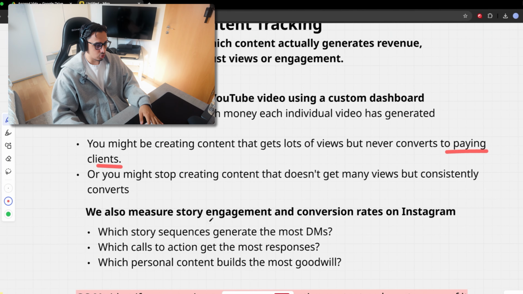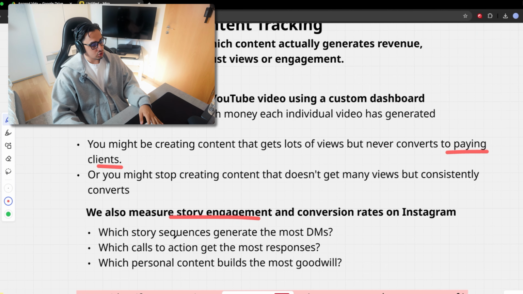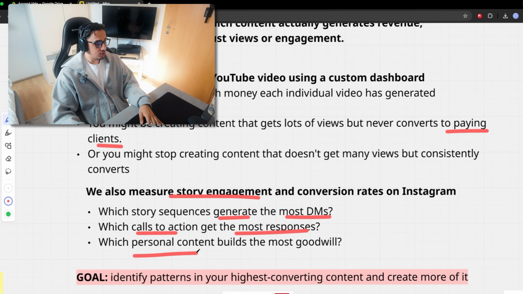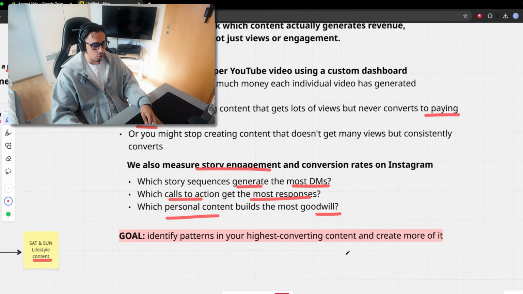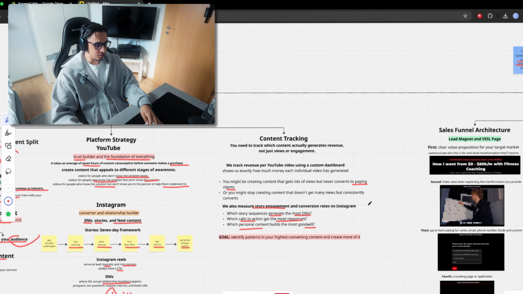What we also do is we measure story engagement and conversion rates on Instagram. Which story sequences generate the most DMs? Which calls to action get the most responses? Which personal content builds the most goodwill? The goal is to identify patterns in your highest converting content and then create more of it. Alright, this is the whole content ecosystem.